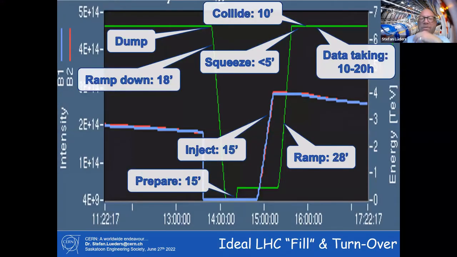If you see, the preparation is at 2 o'clock, 1400. And then it's taking 1 hour to prepare, inject, ramp, and squeeze. And at 4 o'clock, 1600, we're starting data taking. And then this is taking really 10, 20, 30, 40 hours, depending on the components.